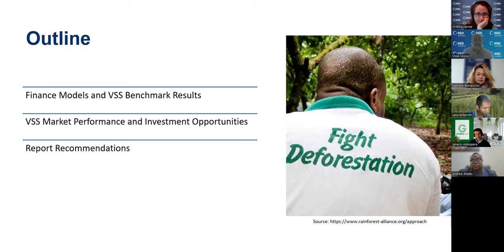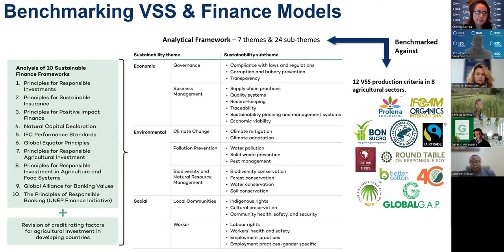So to determine if and how voluntary sustainability standards can enable investments in sustainable agriculture, we benchmarked an analytical framework derived from 10 sustainable finance frameworks and credit rating factors for agricultural investments in developing countries against the production criteria of 12 voluntary sustainability standards operating in 8 agricultural commodity sectors.